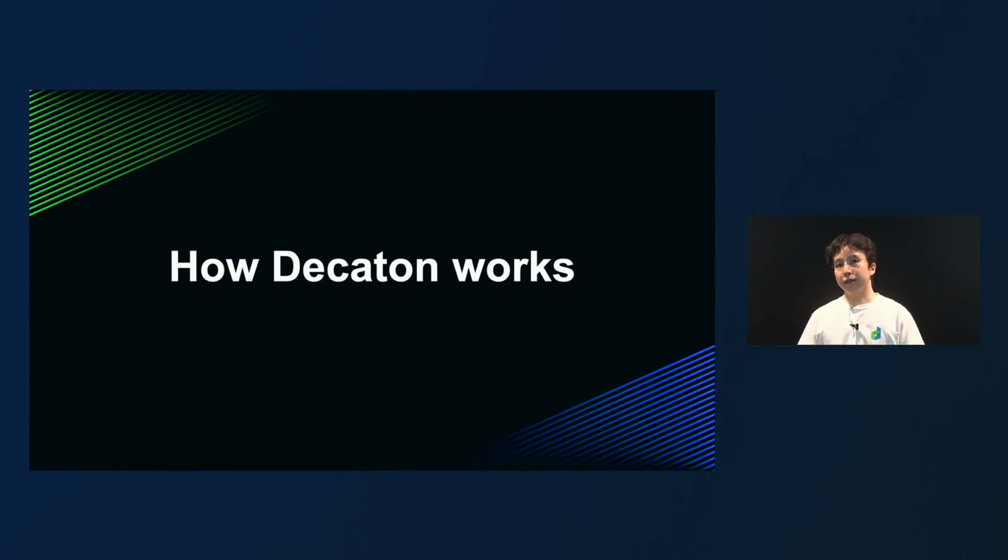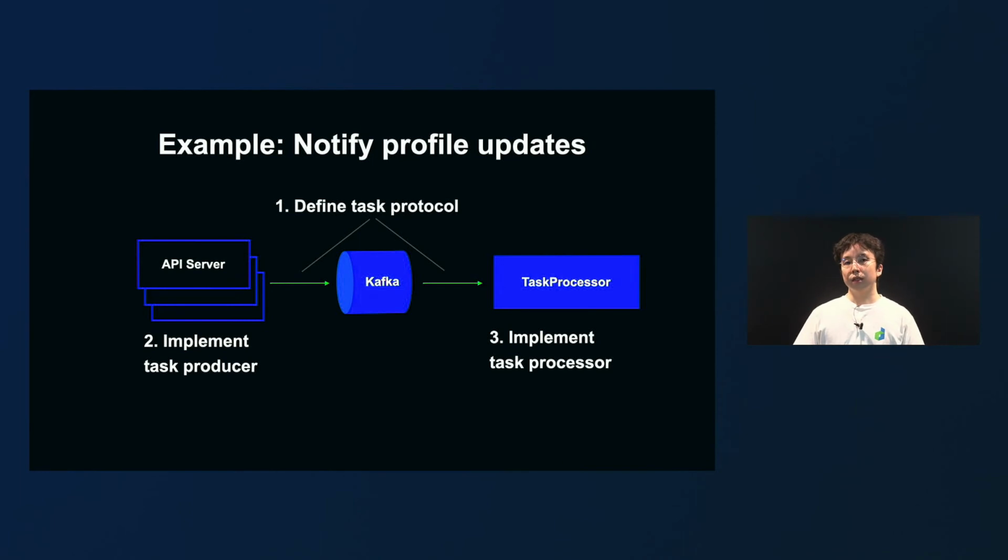Now let's see what task processing looks like with Decaton, with some actual code. We will use the example of LINE users' profile update notifications from the beginning. The steps required are straightforward. First, define the protocol. Then implement the task producer, and then implement the task processor.